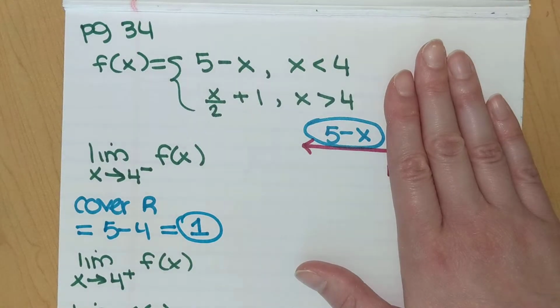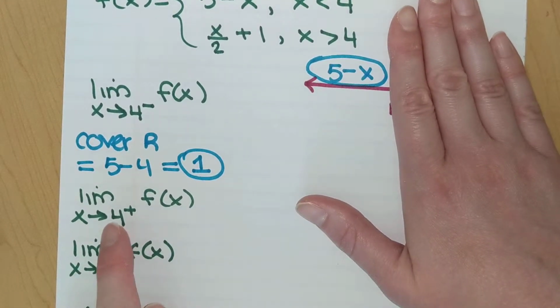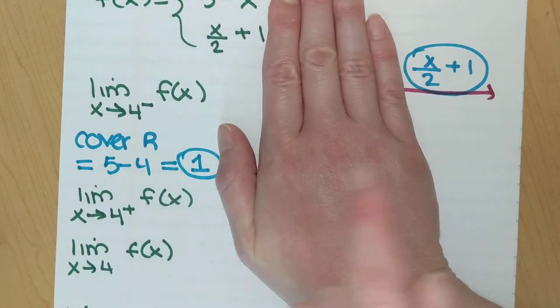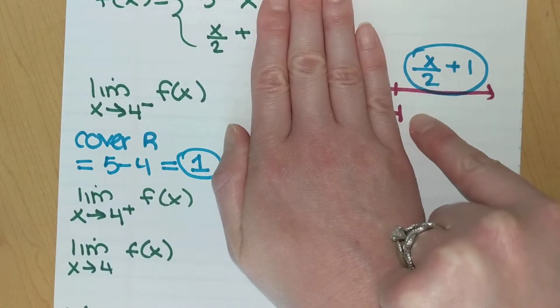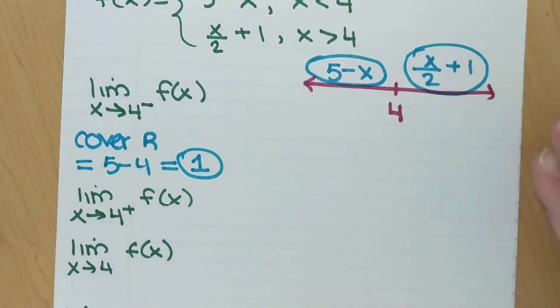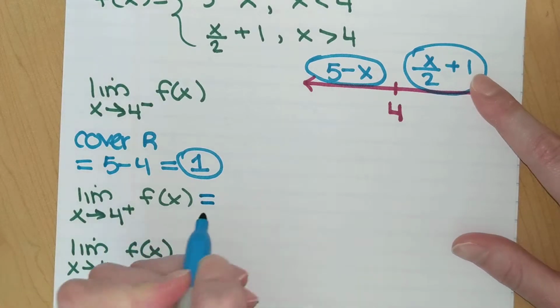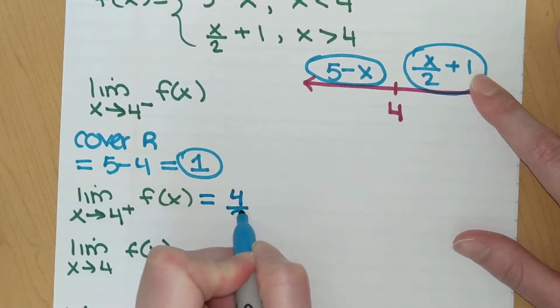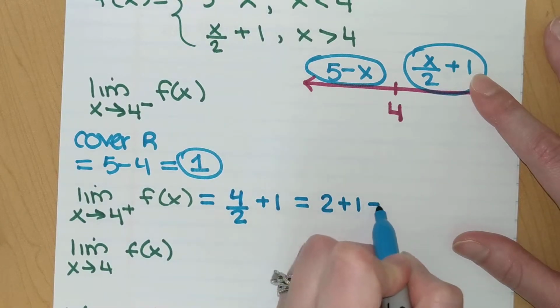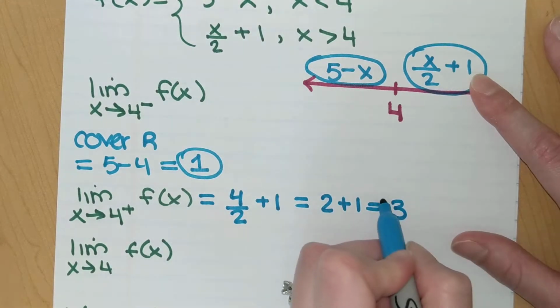Now, when you go to the next part where they ask you to look at 4 from the right, in that case, you're going to be covering the left. And when you're coming in from the right of 4, you're going to be working with this x over 2 plus 1 function. So that's the function that you'll plug into. So you'll have 4 over 2 plus 1, and that gives you 2 plus 1. So that gives you 3 as your limit.